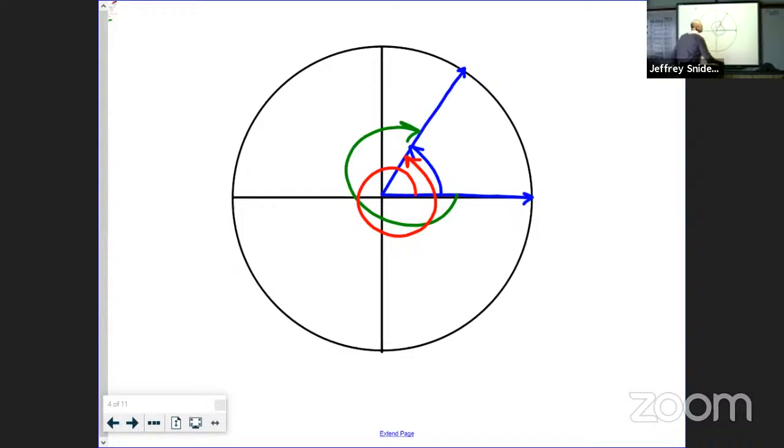What if I told you that this angle right here, we're just going to call this one theta. This angle theta right here, I'm going to tell you that it is about 0.98 radians. Okay? Could you tell me the red one's measurement in radians?